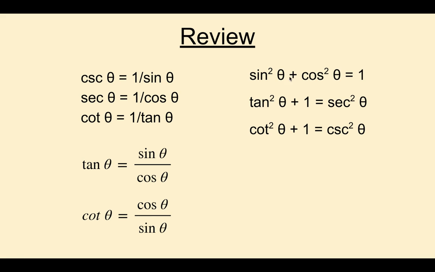Pythagorean, we have sine squared plus cosine squared equals 1. Tan squared plus 1 equals secant squared. Remember, we just divided this whole thing by cosine squared, and that's how we got this one. Then divide this whole thing by sine squared, and that's how you'll get cotan squared plus 1 equals cosecant squared.